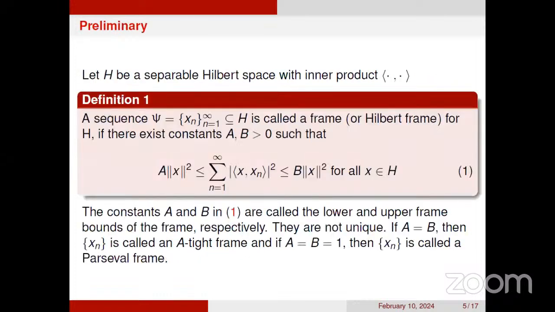So I start with the definition of frames in Hilbert space. Let H be a separable Hilbert space with the inner product. A sequence Xn is called a frame for Hilbert space H if there exist positive constants A and B such that inequality 1 holds. The constants A and B in 1 are called the lower and upper frame bounds of the frame respectively. They are not necessarily unique. If A and B are equal, then the frame is called an A-tight frame. And if A equals B equals 1, then the frame is called a Parseval frame.